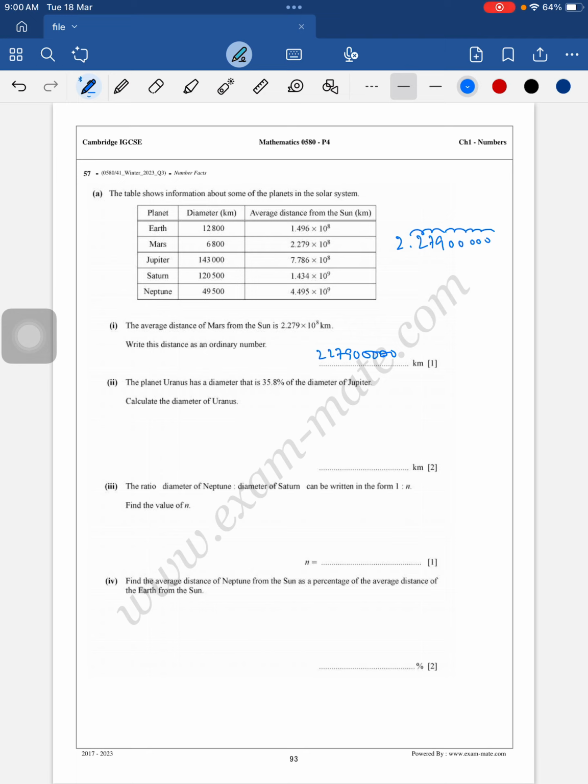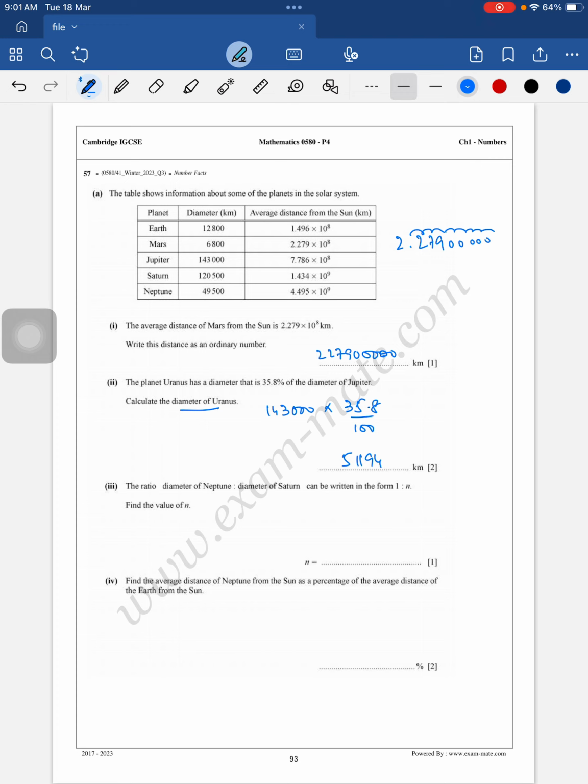Okay, the planet Uranus has a diameter that is 35.8% of the diameter of Jupiter. So Jupiter has 143,000. We have to calculate the diameter of Uranus, so that is 35.8% of this. Simply 143,000 into 35.8 upon 100, that we are getting 51194 kilometers.